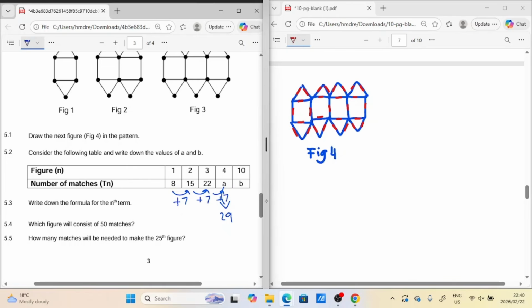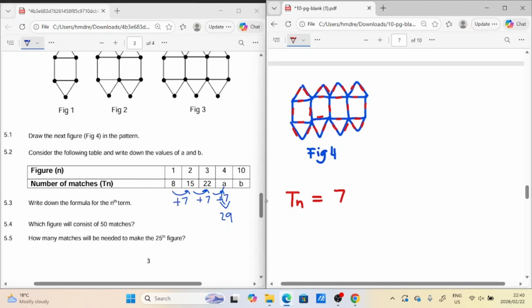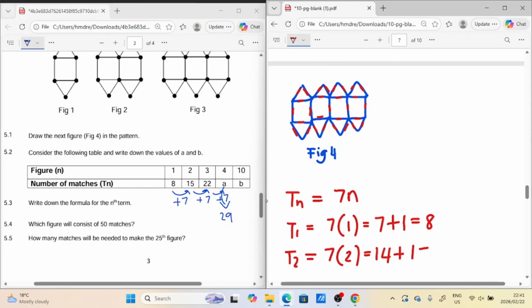So when you add on 7 every time, then Tn is equal to 7n. And then in this case, we've just got to check. If I said the first figure is equal to 7 times 1, that would give me 7. And I would have to add another one to get the 8. Let's just check again. Term 2, the figure 2, we're going to go 7 times 2 is 14, add 1 will give me 15. So we can see this is my general formula. So it's always 7n, and then we add 1.